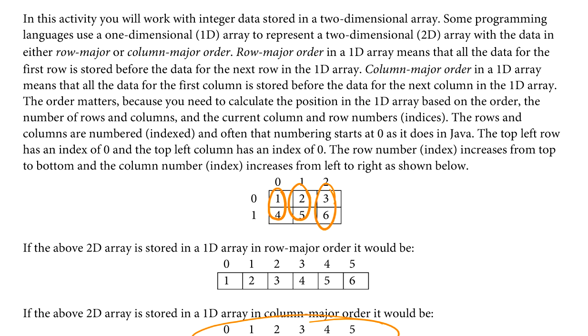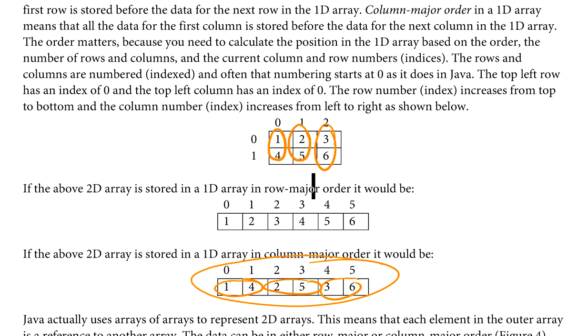The rows and columns are numbered, indexed, and often that numbering starts at 0, as it does in Java. That's not a surprise for us. The top left row has an index of 0, and the top left column has an index of 0. The row number indices increase from top to bottom, and the column number indices increase as we go from left to right. That's what we saw when we were looking at the pictures in the last activity.